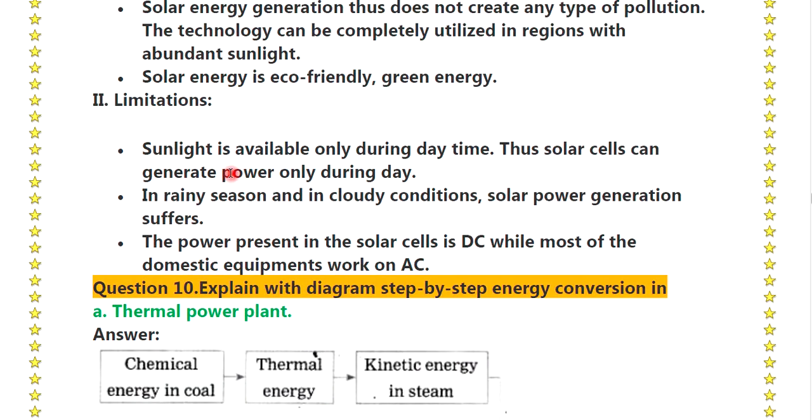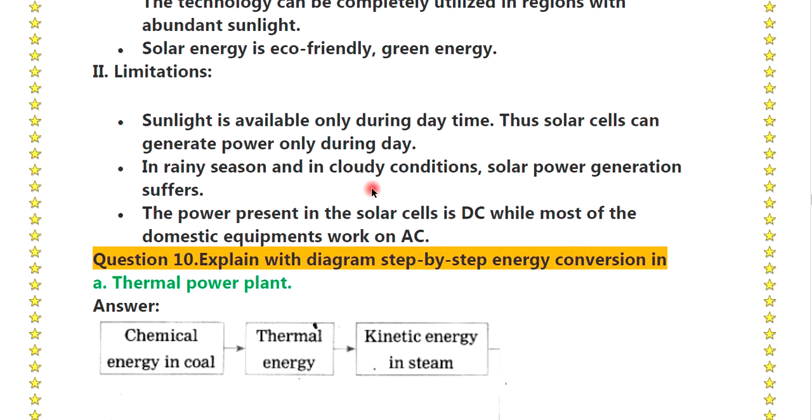Second point, limitations. First, sunlight is available only during the daytime. Thus, solar cells can generate power only during the day. In the rainy season and in cloudy conditions, solar power generation suffers. The power produced by the solar cell is DC, while most of the domestic equipment works on AC.